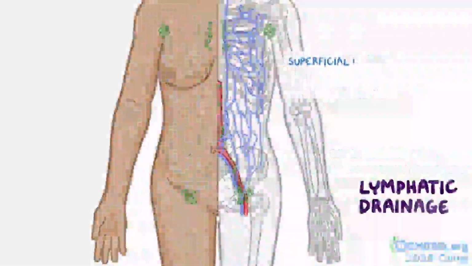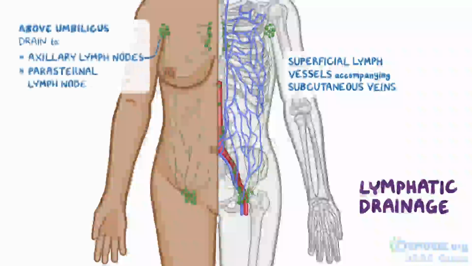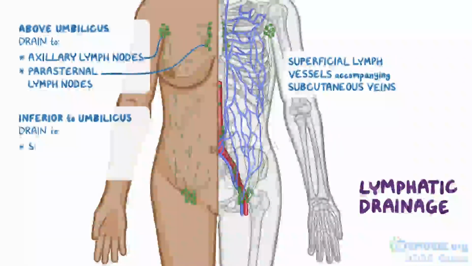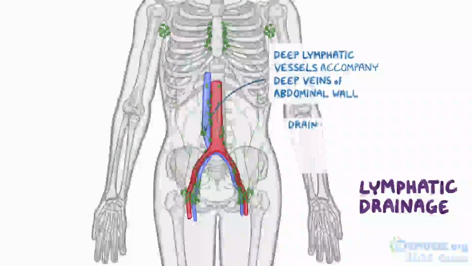Finally, regarding lymphatic drainage, the superficial lymph vessels accompanying subcutaneous veins and those found above the umbilicus mainly drain into the axillary lymph nodes and parasternal lymph nodes. Those found inferior to the umbilicus will drain into the superficial inguinal lymph nodes. The deep lymphatic vessels accompany deep veins of the abdominal wall and drain into the external and common iliac lymph nodes, or the right and left lumbar lymph nodes.